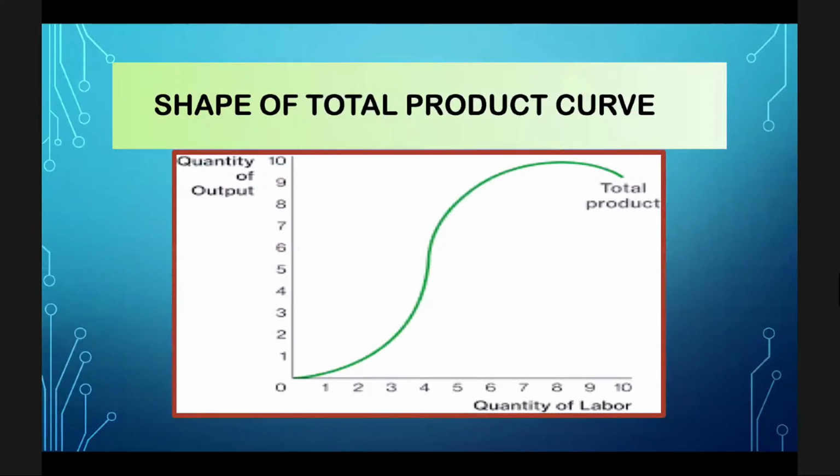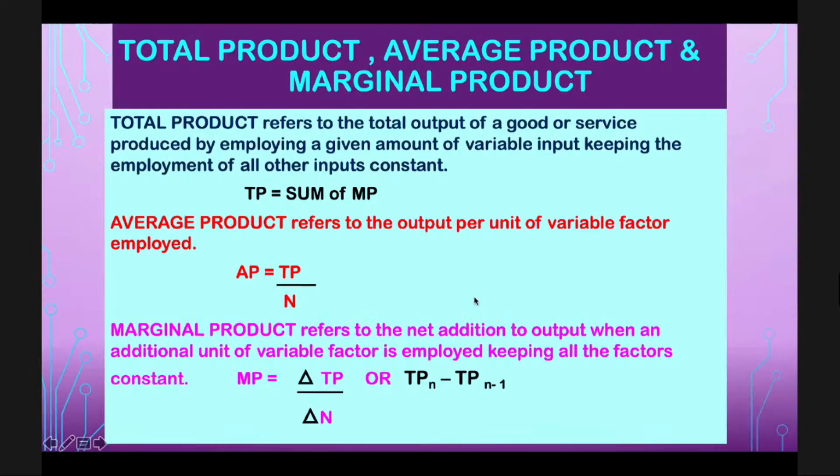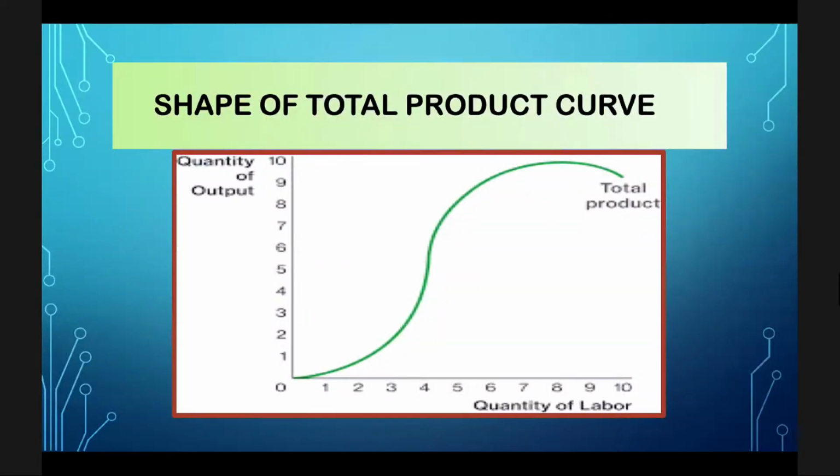Now, let's discuss the shape of the total product curve. You see, total product is first increasing. See, the gap is 5, then it is 7, then it is 9. So the gap is increasing. This is called increasing at an increasing rate. Total product first increases at an increasing rate.